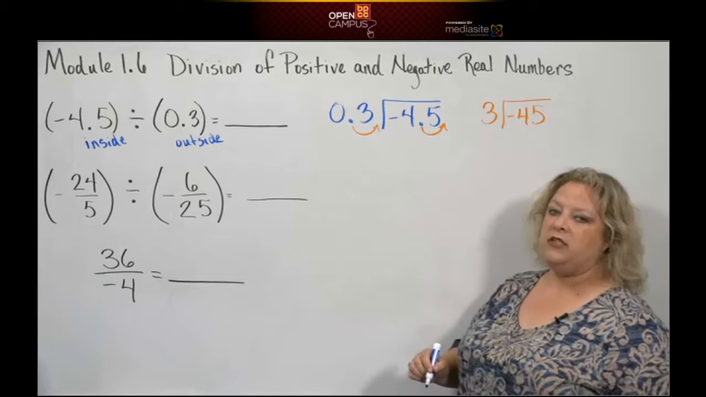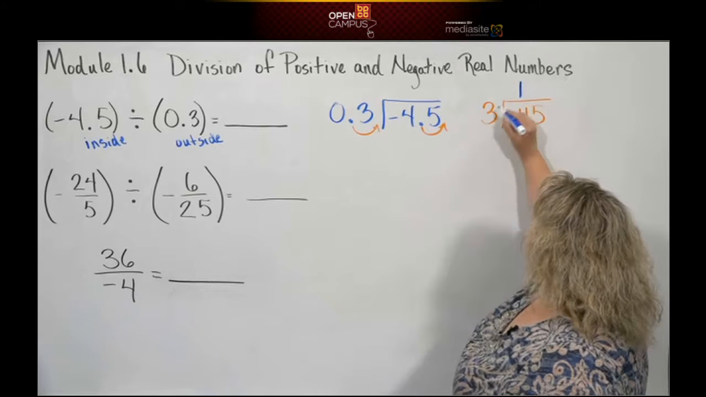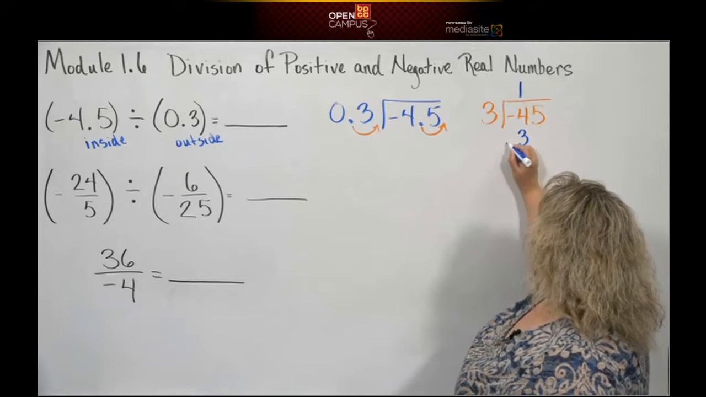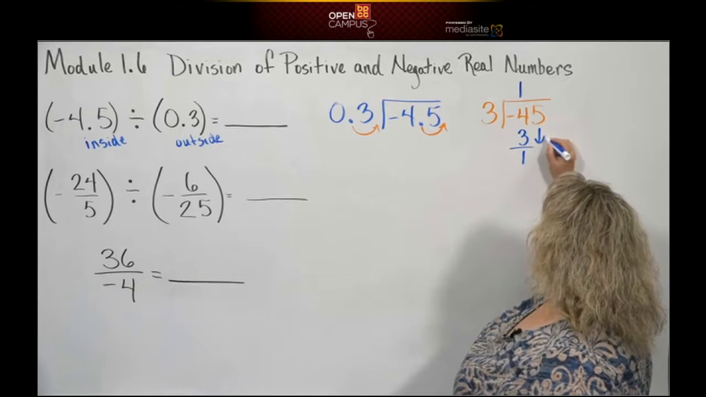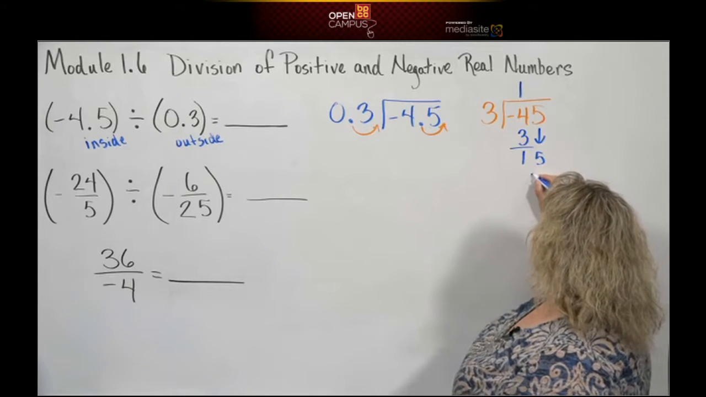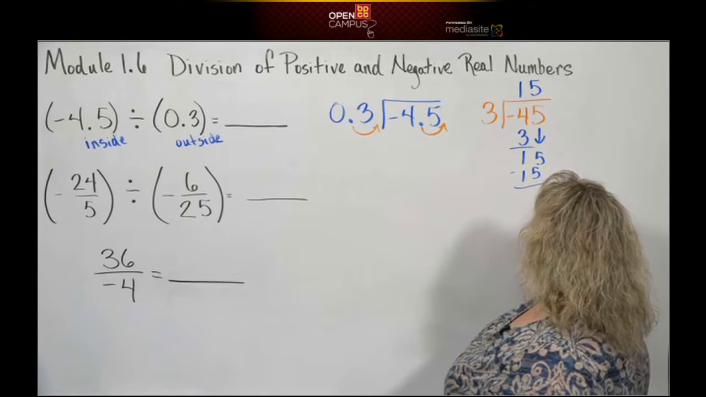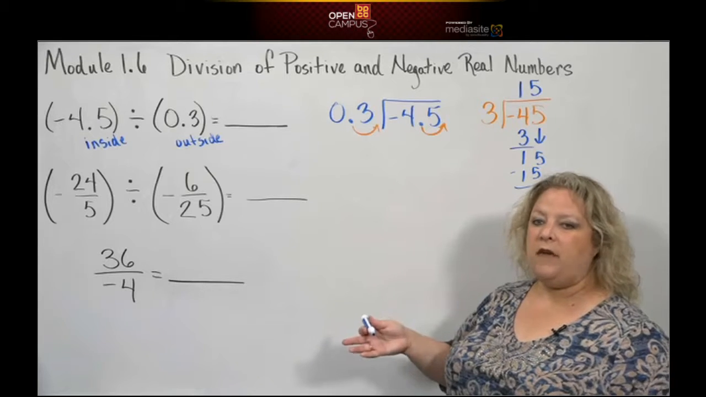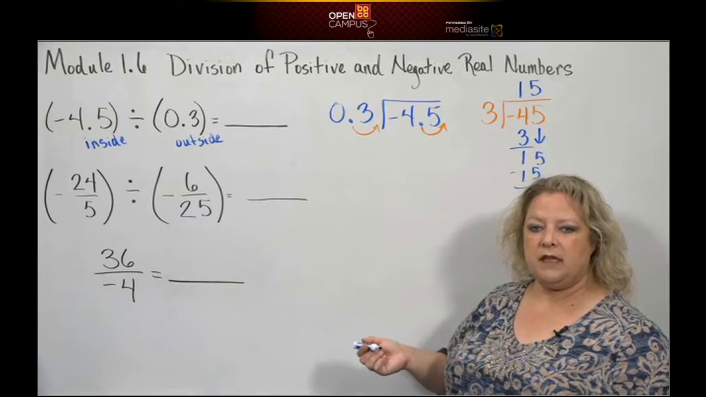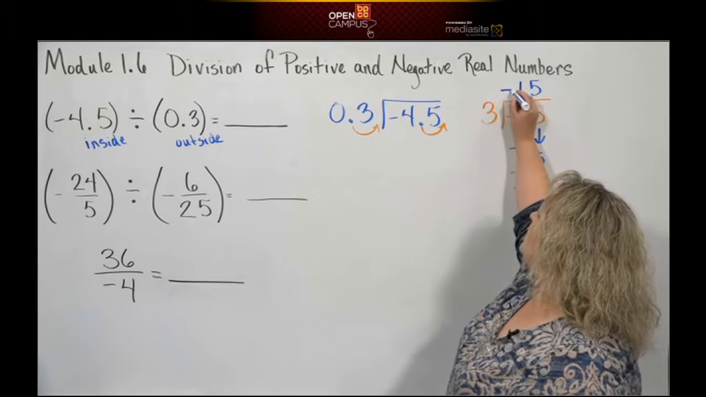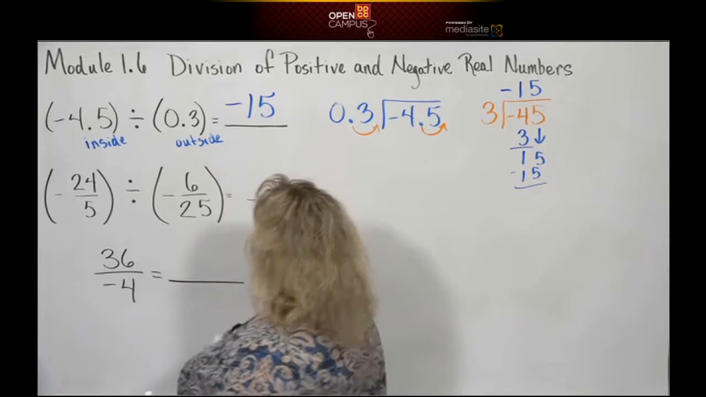Okay? No more decimals needed. Now I'm going to do my division. So 3 divides into 4 one time. 3 times 1 is 3. So that makes 1. Bring down the 5. And 3 divides into 15 5 times. And that leaves nothing left over. So 3 divides into 45 15 times. And because they had different signs, the answer that you get is going to be negative. So our answer is negative 15.